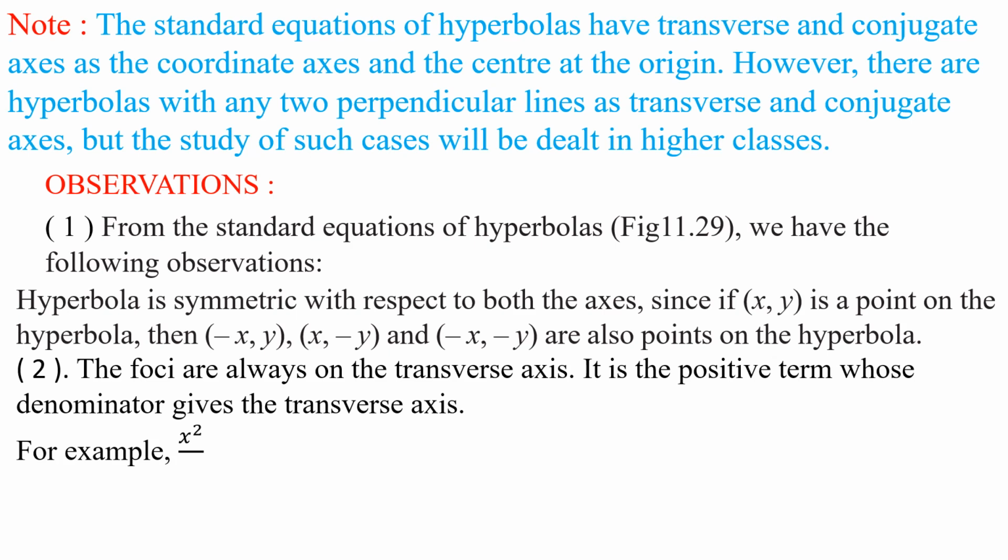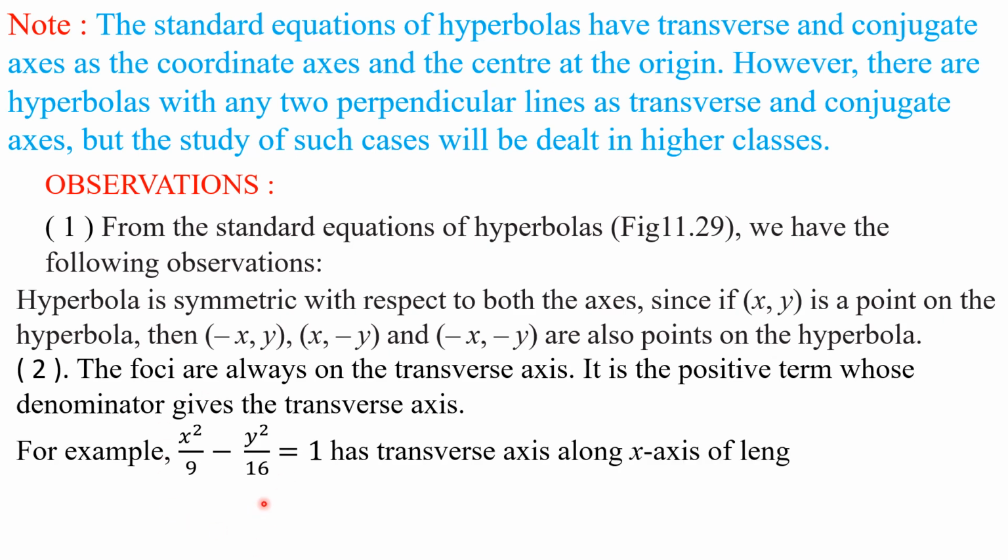How to find the transverse axis of a given hyperbola. Observe this example, my children. x square by 9 minus y square by 16 is equal to 1. If you observe this equation, in the LHS, what is the positive term?